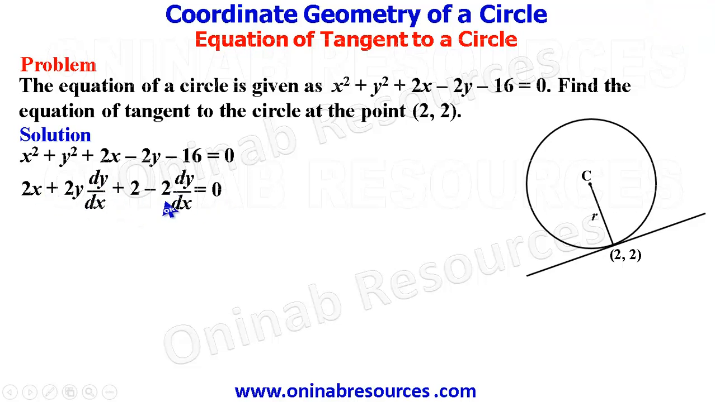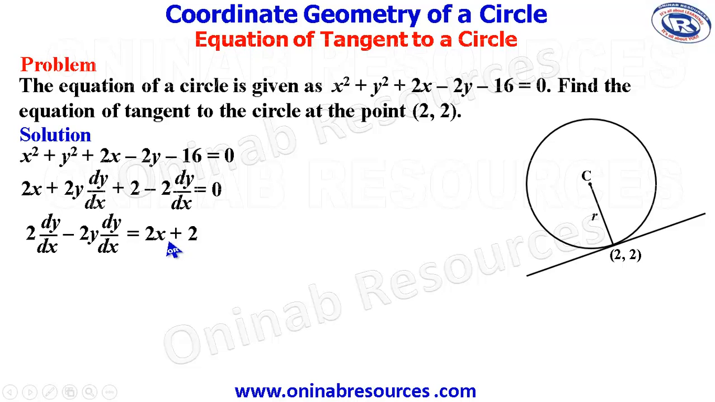We collect the terms with dy/dx and the other terms. So what we do is, taking this to the other side, it becomes 2 dy/dx, and this one now becomes minus 2y dy/dx. Our 2x plus 2 will still be maintained. We factor out dy/dx here, so we have dy/dx times (2 minus 2y) is equal to 2x plus 2.